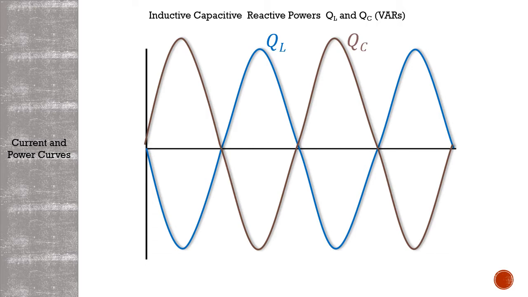If the two of them are equal, then our total reactive power will equal 0, where QL minus QC, if they're the same, will leave nothing left over. It's at that point we say our circuit is in unison or unity. And that's what we'll be solving for today.